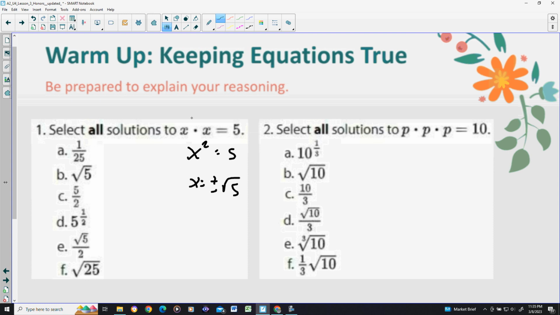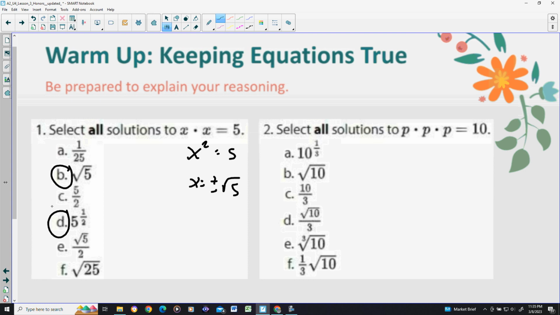And so we want to find all the expressions that match that. Not that. That one works. D works. 5 halves, nope. Root 5 over 2, nope. Square root of 25, well, that is 5, so all good. Looks like it's just B and D here. Okay, what about the next one?